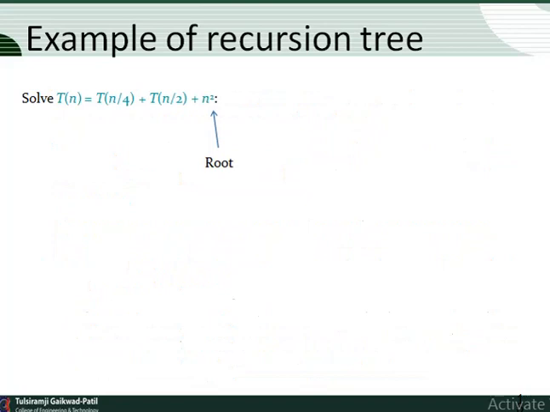For example, for the function t of n is equal to t of n by 4 plus t of n by 2 plus n square, we can say that n square is the root, and accordingly we treat whatever is on the left hand side as the root, and justify it in terms of trees. N square can be divided into two parts, that is t of n by 4 plus t of n by 2.